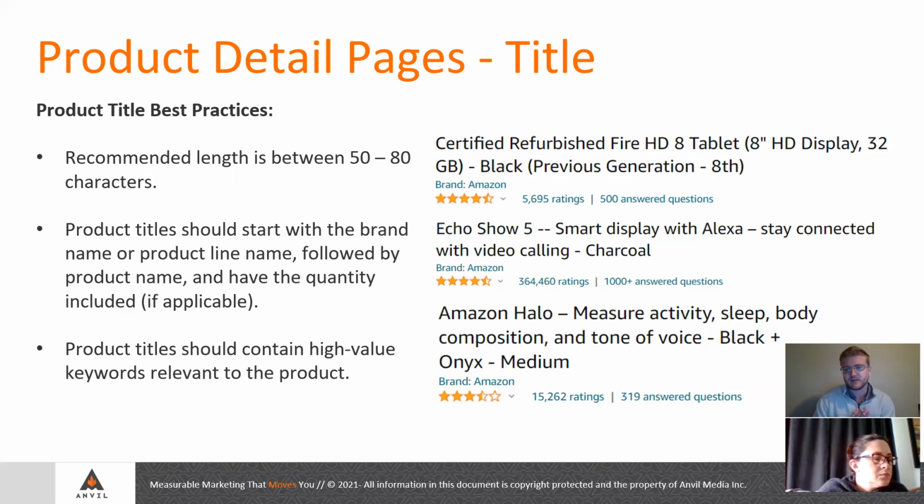here. Like I said, keyword stuffing is typically not a great strategy here, but you can see this Amazon example for Amazon Halo towards the bottom here: measure activity, sleep, body composition, and tone of voice. That's a very good example of using high-value keywords in your product title without stuffing too many in there. Definitely also avoid using any type of competitor name here.